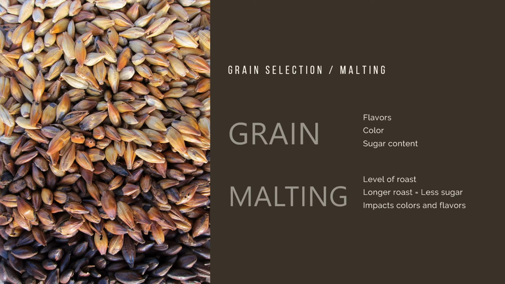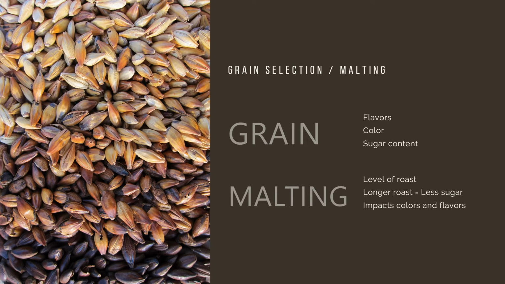So beer is a beverage that is made from grains. It starts with the selection of the grain that you want the beer to be based off of. Grain selection can be done for different flavors, colors you want the beer to be, and sugar content of the grain.